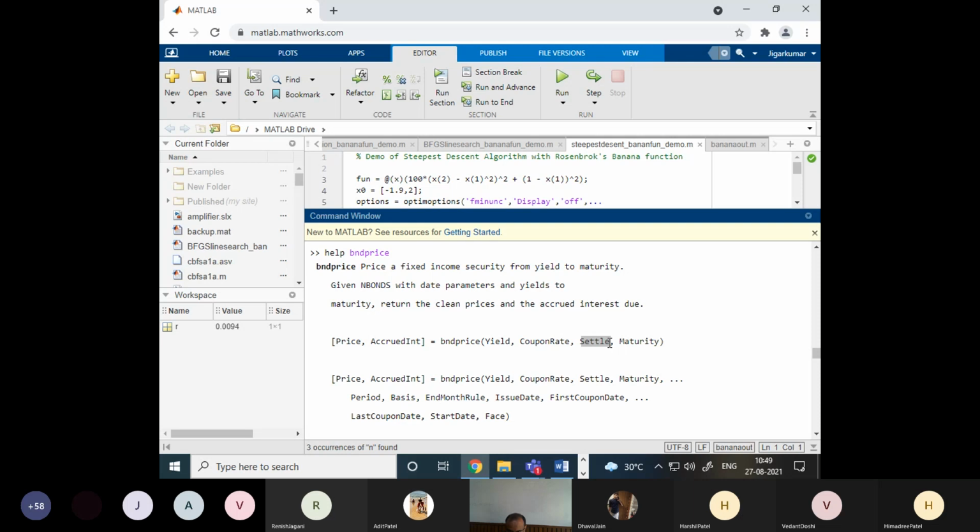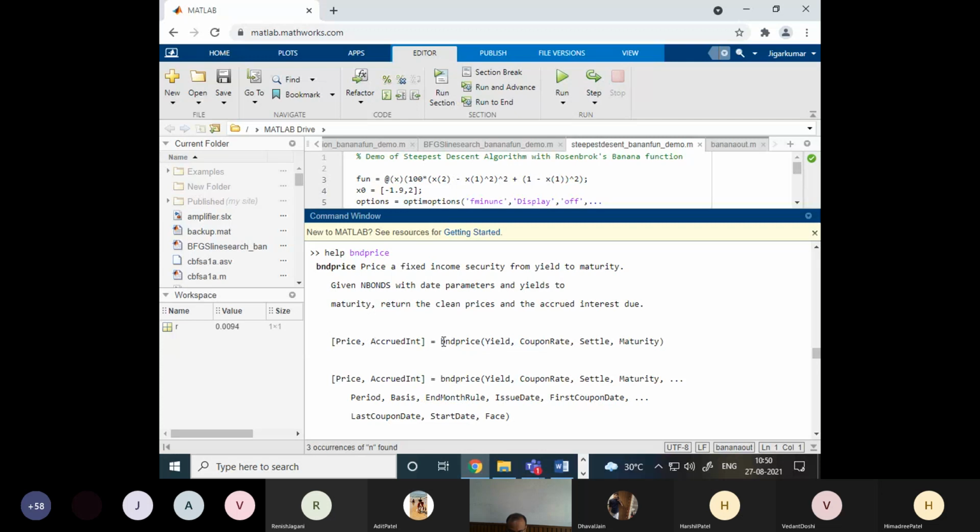The settlement date. Here we have to specify a date, so be consistent with the date formats. Settlement date means your date of purchase, and maturity means the date at which it matures. So these two are dates, plus the coupon rate. These three things are known. Yield, you might know, right?